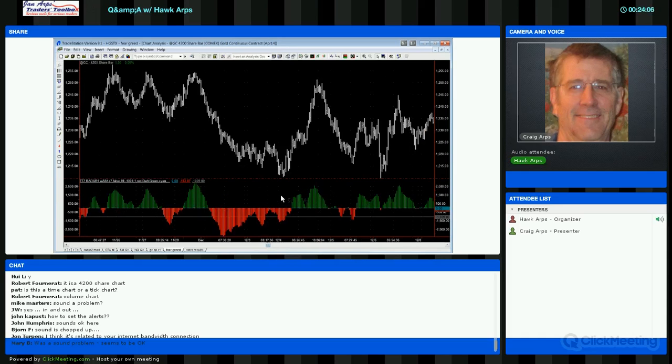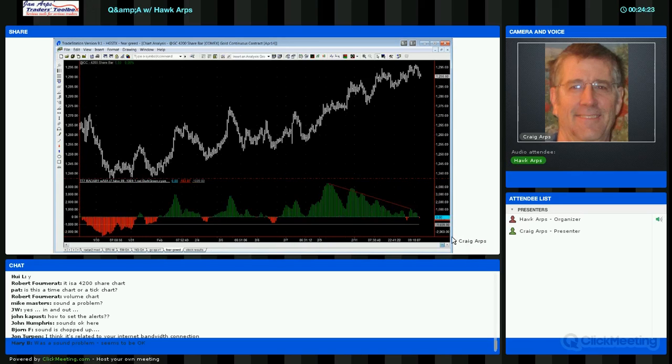Okay, so this is the basic use of Radar1. It's showing us the buying and the selling strength, and we use it primarily to identify divergences in the buying and selling.